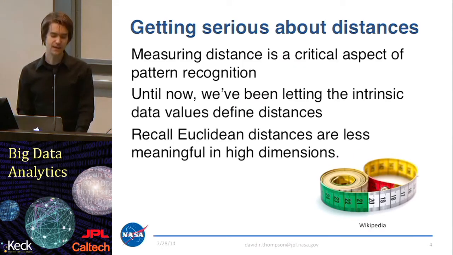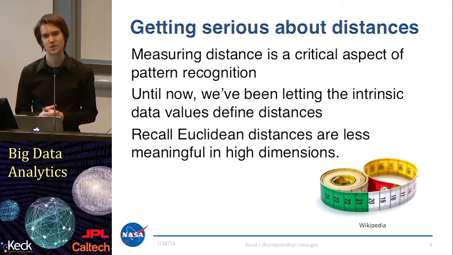All right, so to summarize, measuring distance is a really critical part of pattern recognition, and this is not just for local methods too. This is for all sorts of parametric methods for classification and regression. Until now, we've sort of been letting the data itself define our distances, but there are challenges with this that we noted before. And additionally, recall that Euclidean distances are less meaningful in high dimensions anyway. So even if our data is perfectly isotropic and uncorrelated with each other, and all distances mean the same thing along all attributes, those Euclidean distances are going to be less valuable to us as we start moving to high dimensions just because of the curious geometry of these high dimensional spaces.